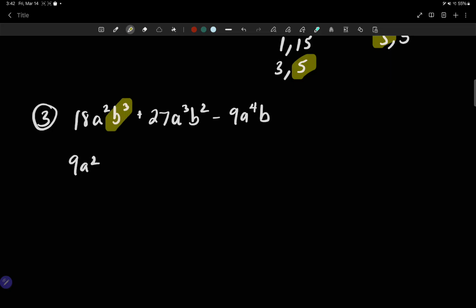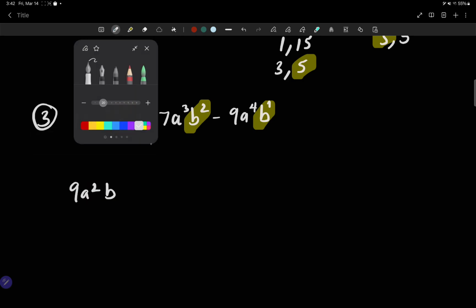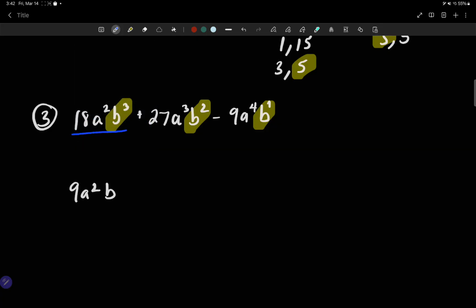Now, for my b's, I've got 3 factors here, 2 factors here, and 1 factor here. So I'll write that exponent there. So the most I can take out is just 1 power of b. Again, my scratch work is just going to be dividing each of these by that GCF.